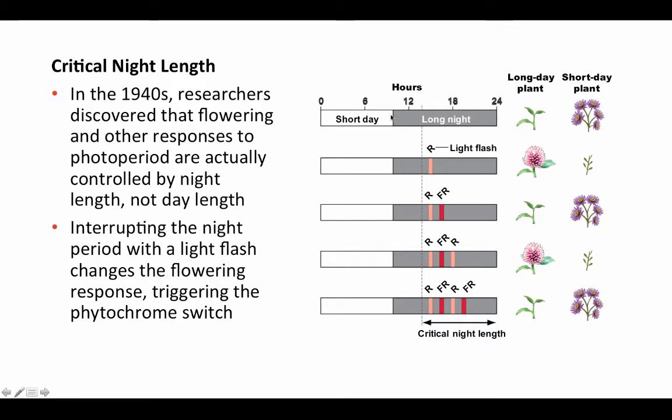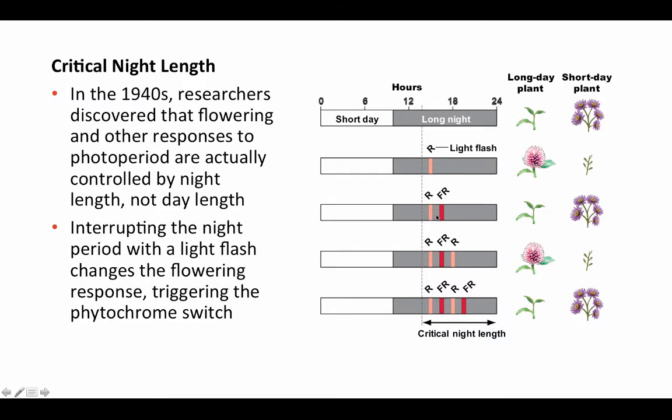So here we have a long night, so this is going to be fall or winter where the nights are longer, and our short day plant is going to flower. Our long day plant will not. But if in the middle of that long night you produce a flash of red light, that's going to interrupt the dark. There's not going to be the period of continuous dark that's needed by the short day plant to be able to flower. But this long day plant is going to detect that it's a shorter night because it was interrupted, so it was like 2 short nights instead of 1 long night, and so it's going to flower. The short day plant will not.